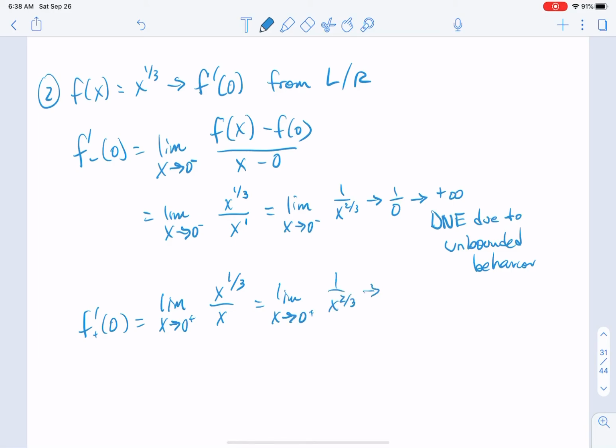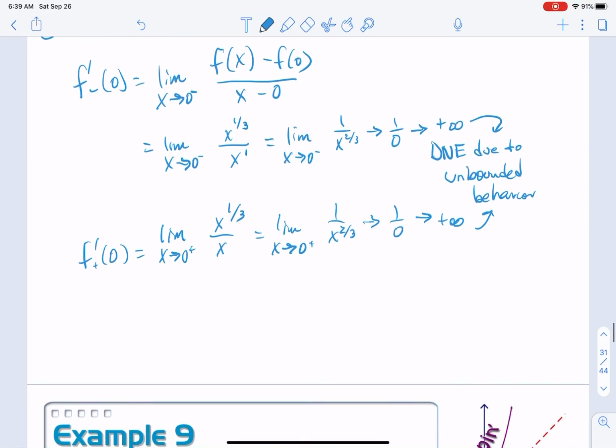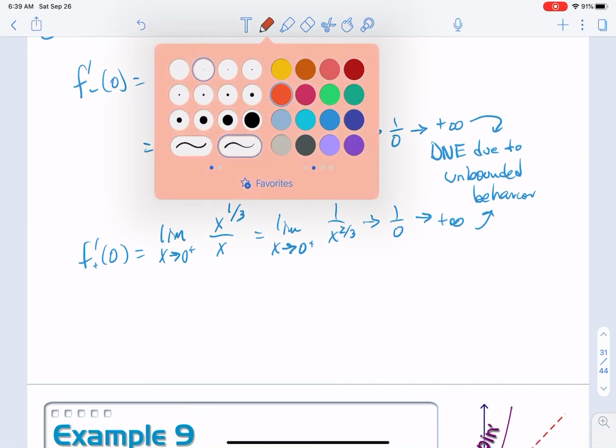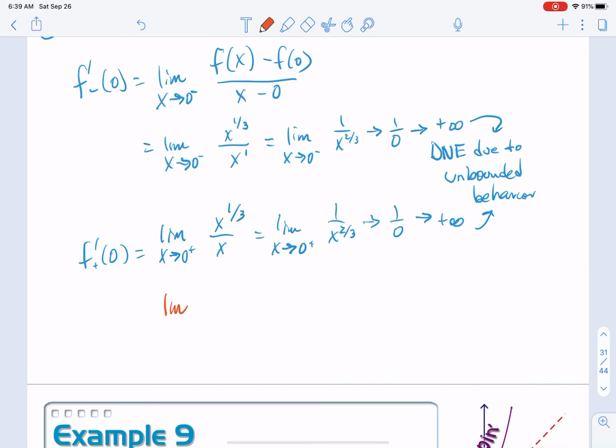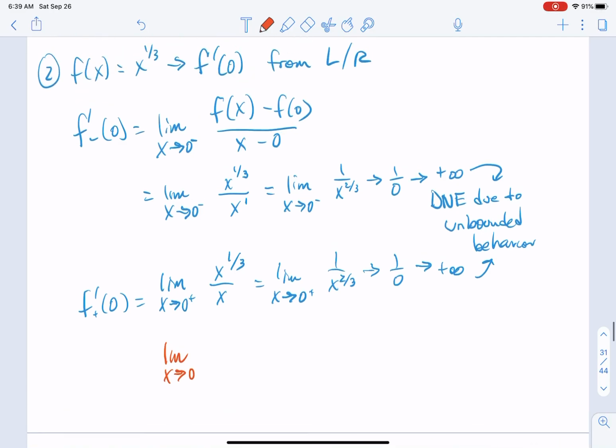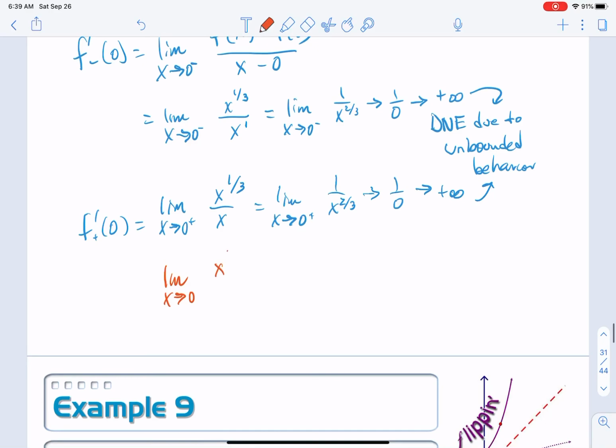A direct substitution leads to 1 over 0. And since I am plugging in positive numbers, doesn't really matter. I'm squaring it, so it's going to be positive. This is also going to go to positive infinity, which again does not exist due to unbounded behavior. So putting both of these things together, I am going to conclude that the limit as x approaches 0 from either one of the sides of x to the 1/3 over x DNE due to unbounded behavior.